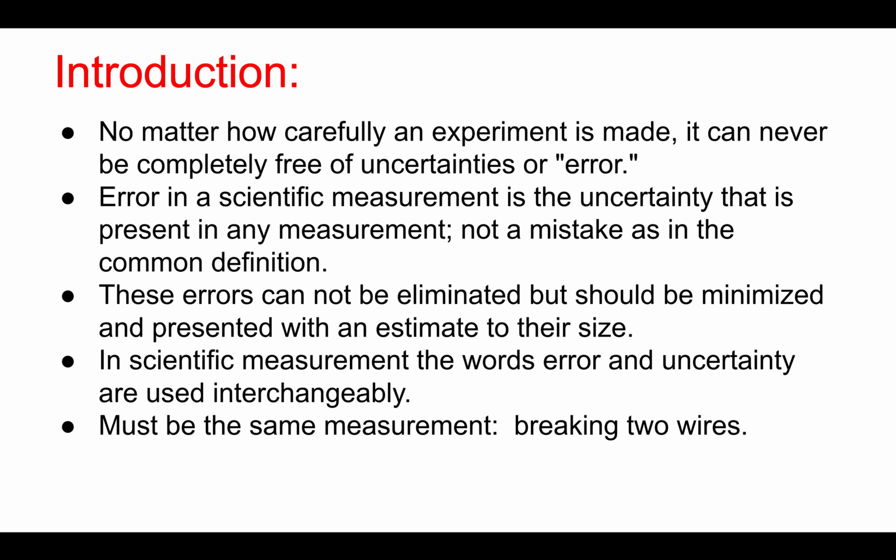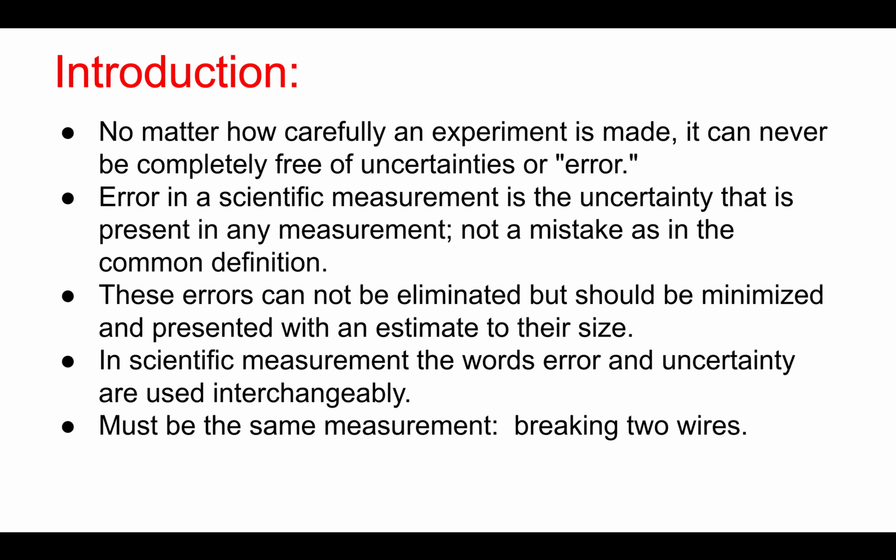No matter how carefully we perform an experiment, it can never be free of error or uncertainties. In a scientific measurement, the word error or uncertainties mean the same thing. This doesn't mean that you knocked over a beaker or you made a mistake in the procedure. This is something that's uncontrollable. Making a mistake in the procedure is a completely different matter, okay? That's not an error or an uncertainty in a scientific measurement, okay?